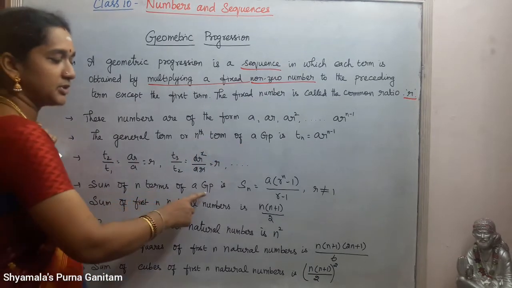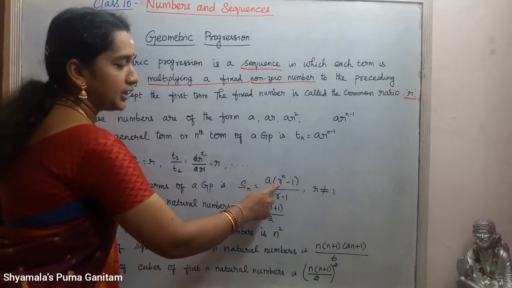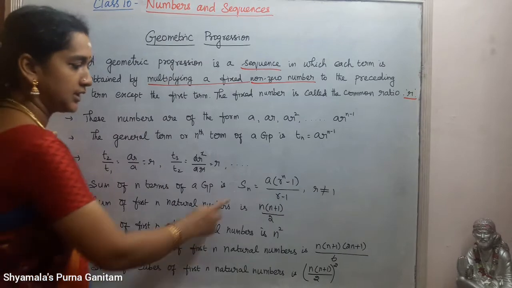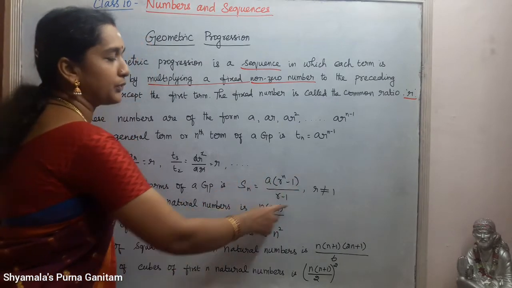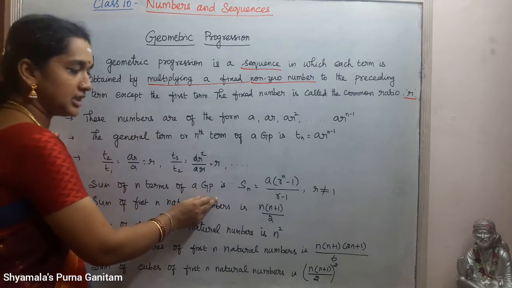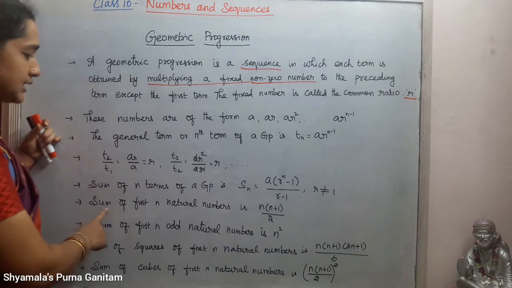So whatever two consecutive terms we are comparing, we will get R. Sum of n terms of a GP is Sn is equal to A into R power n minus 1 by R minus 1. If they are asking us to find the sum of n terms of the GP, we have to use this formula where R is not equal to 1.